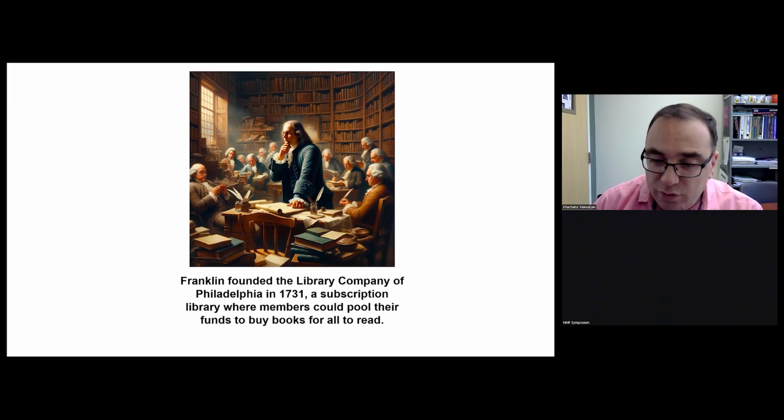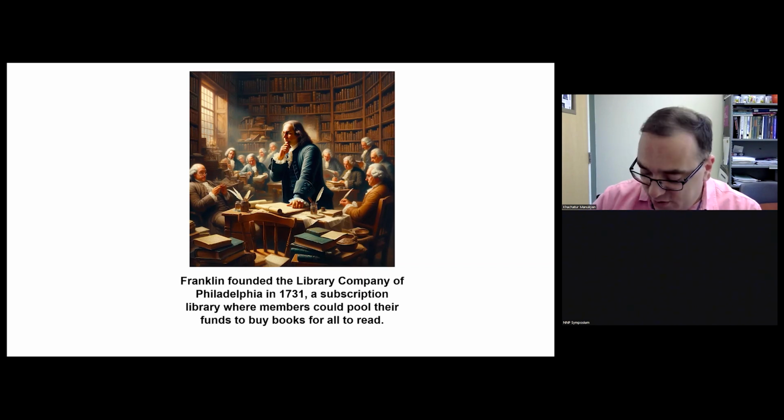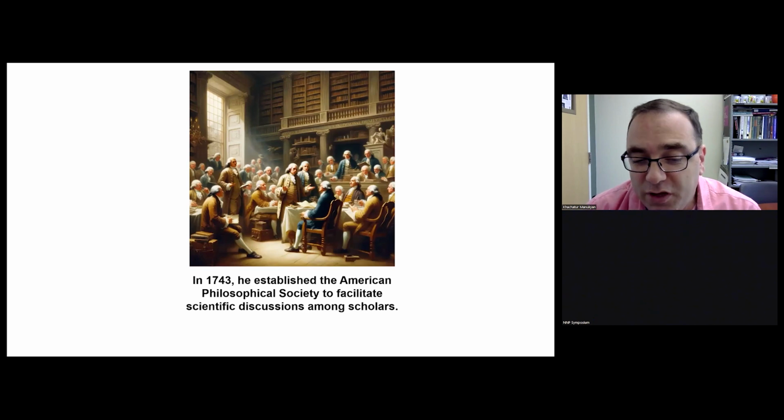Of course this was for the common good, but my take is that Franklin also had interesting ideas about how he could develop a market for his products. He was a printer, he printed books, so this library company could have been a very nice customer for his printing business. In 1743, he established the American Philosophical Society.